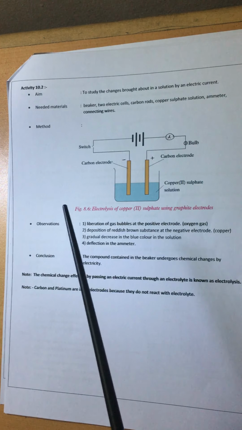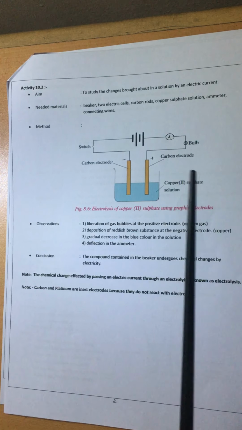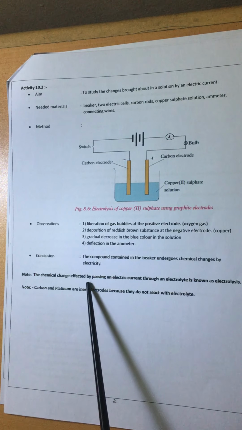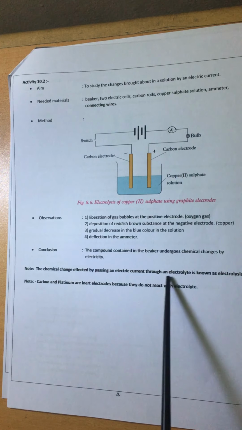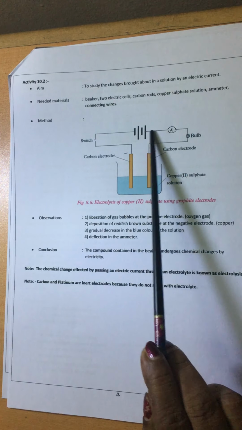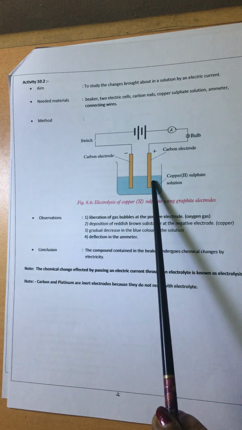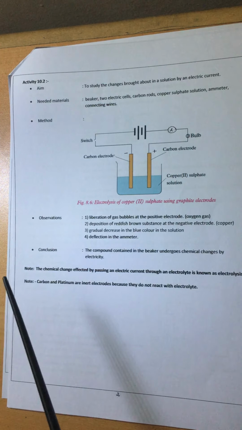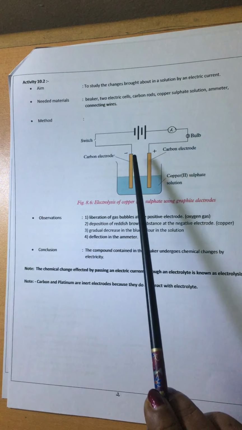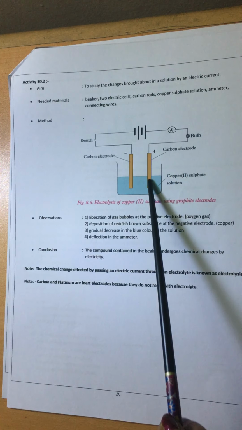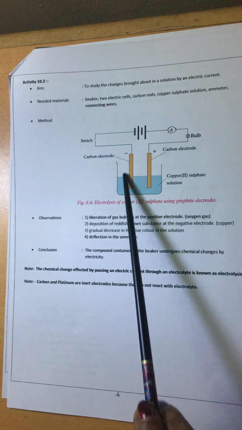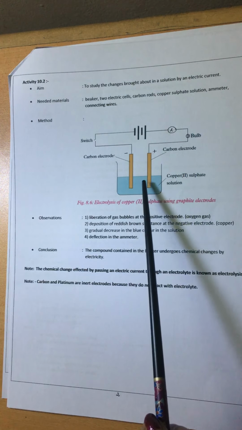So what is the energy conversion? Electrical energy to chemical energy, right? So the chemical change effected by passing electric current through an electrolyte is known as electrolysis. Electrolysis means we are sending electricity through the solution or a liquid and making chemical change. That is the electrolysis.